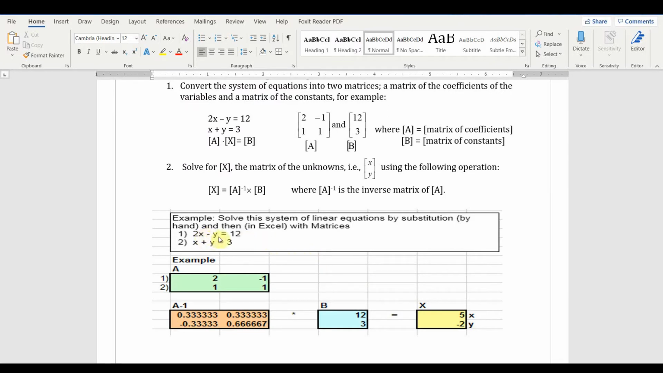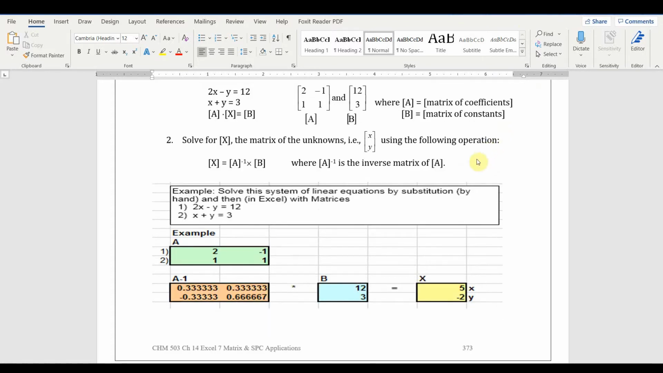Here are two-variable simultaneous linear equations. We create a matrix of the coefficients of the variables, 2, minus 1, 1, and 1. We'll call that matrix A. We need to multiply the inverse of matrix A, which we get from Excel. This is A minus 1, the inverse matrix of A. We multiply it by B, the matrix of the constants, which are 12 and 3, and it will give us X, the matrix of the variables. Let's see how this is actually done in Excel.